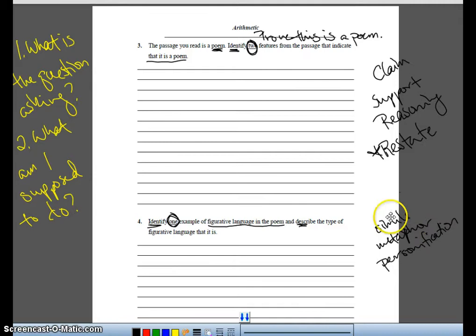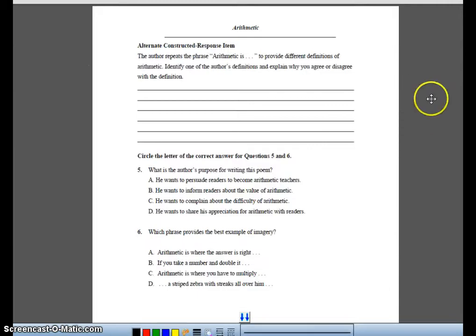Take another minute and go ahead and complete this list with other types of figurative language. Again, jotting this stuff down for you somewhere in the margins is always helpful to make sure that you're staying focused on what you need to stay focused on. We'll go ahead and look at question number 5.